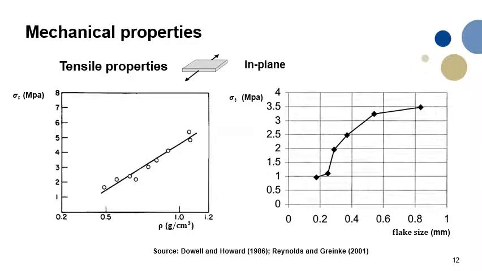About the tensile properties, it's important to notice that there is a linear relation between the tensile strength and the density, in this range of density, approximately between 0.5 to 1 gram per cubic centimeter. The same trend is visible between the flake sizes, the original natural flake of graphite, and the tensile strength. So the bigger the natural flakes, the higher the expansion ratio, and the bigger the deformation units, and this is very important for the fracture behavior.